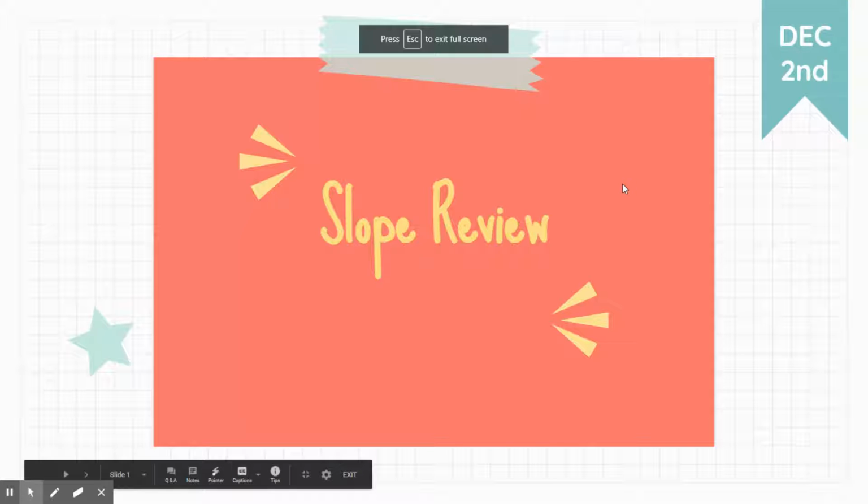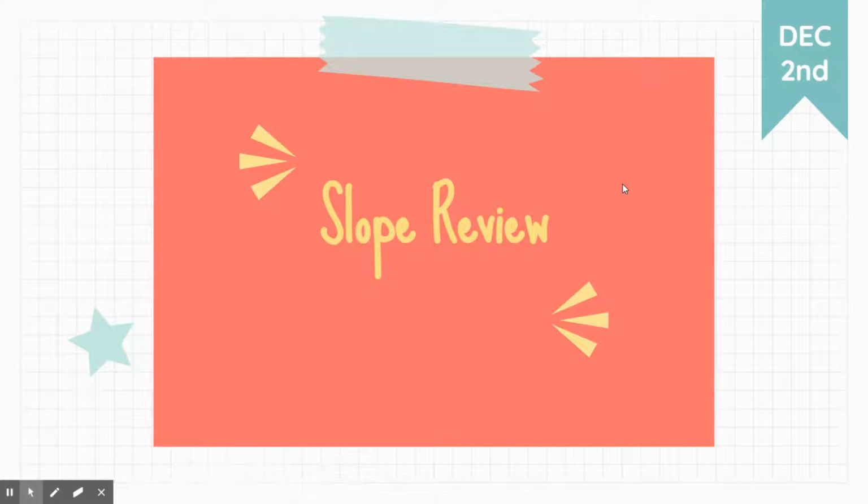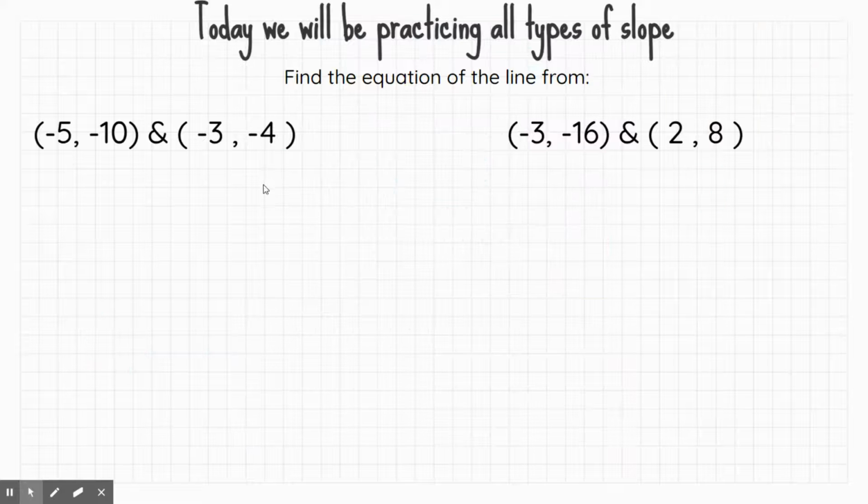All right, guys, today we're going to work on some slope review. So we're going to practice making equations and finding slope. So let's start with find the equation from 2 points. That's what we're going to start with here. So I'm going to start with the first one here.